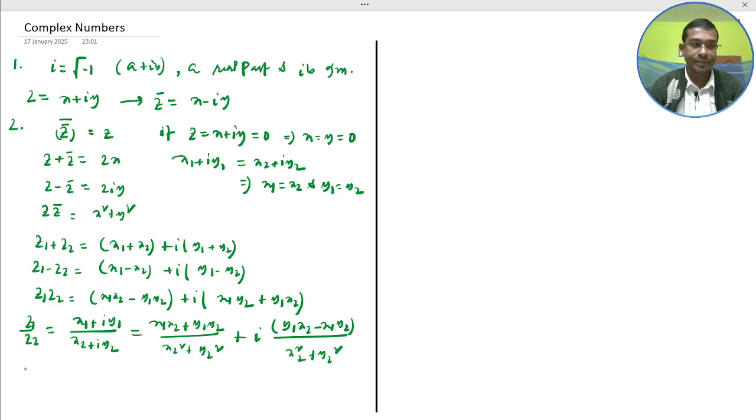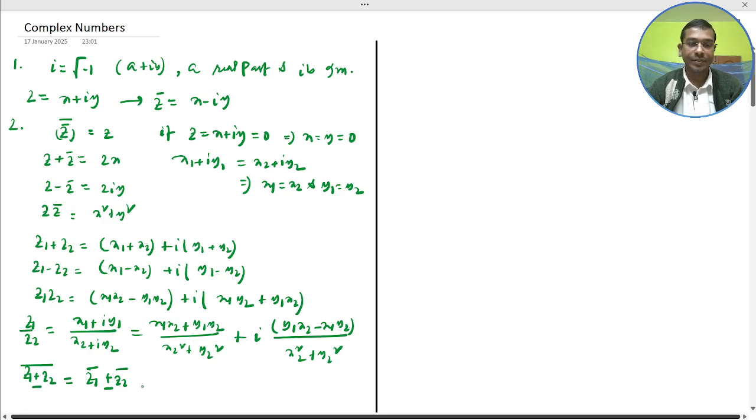Next property: z1 + z2 whole bar is equal to z1 bar + z2 bar, and for minus here would be the minus sign. Next, z1 z2 whole bar is equal to z1 bar z2 bar, and for division, z1 divided by z2 whole bar is equal to z1 bar divided by z2 bar, provided z2 bar is not equal to 0.